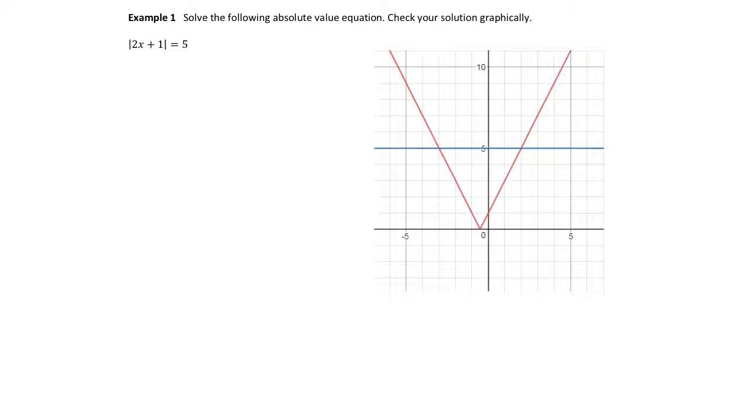For example 1, it's a very similar question. It's still an absolute value is equal to, in this case, 5. It's just that the expression inside the absolute value is more complicated. If I want to solve this, I'm going to use the same strategy that we did in the previous part of this lesson. Basically, you take the piece inside the absolute value and you set it equal to 5.